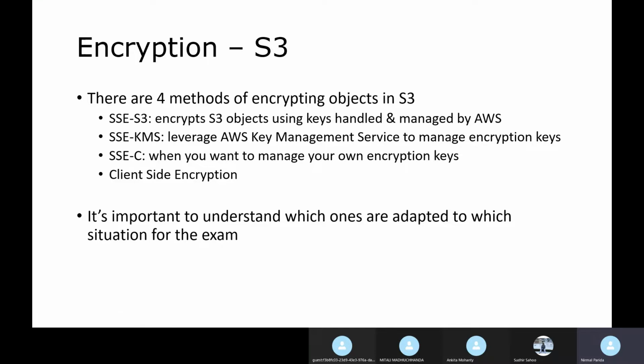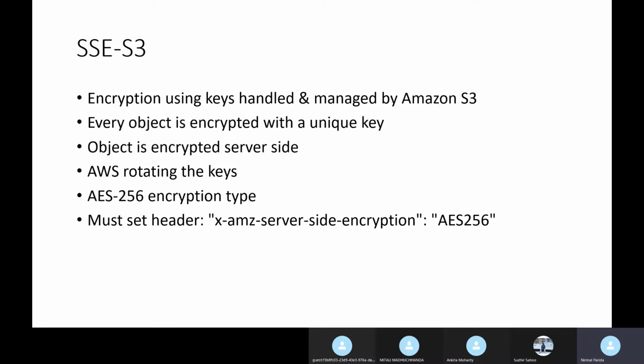Client side encryption means suppose you are using your AWS S3 and you are a client. So you are encrypting at your end before uploading. You have some applications and you do not trust AWS encryption, so you want to encrypt at your side. You are going to encrypt on your own, then after encryption, you upload to S3. And while decrypting, you download from S3 and decrypt at your end. It is important to understand which one is adapted to which situation. So we'll discuss one by one.